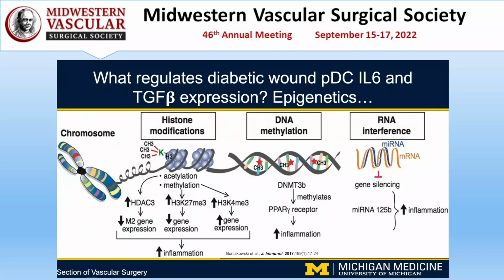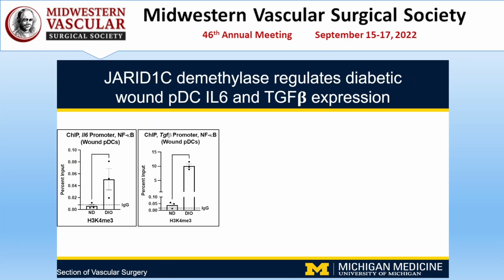And the answer lies in epigenetics. So epigenetics is that field of study that involves non-hereditary genetic changes that can influence the phenotypes that we see. And the one that I want to point out to us is this one in particular, where the trimethylation of lysine 4 on histone 3, or this H3K4me3, which if increased, leads to increased gene expression and increased inflammation.